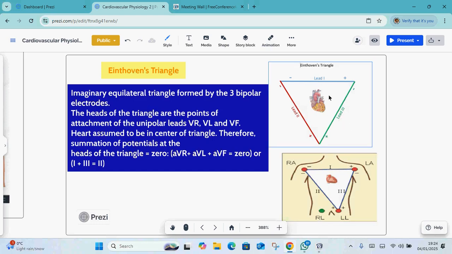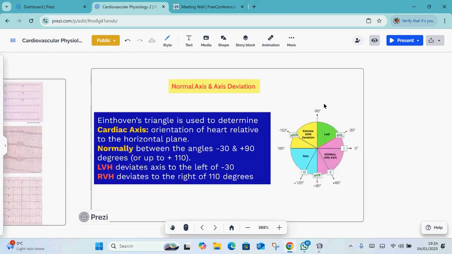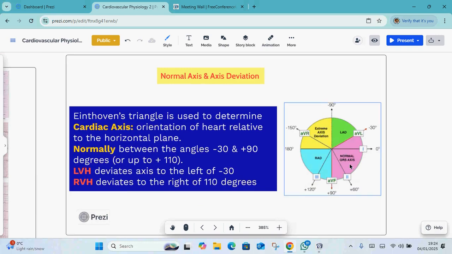If we create a triangle, that's called Einthoven triangle, and this triangle is important because it helps us decide the axis of the heart. Because the heart apex is facing inferiorly and to the left, the normal axis is between -30 and +90, referring to the horizontal 0 plane. This is the normal heart.